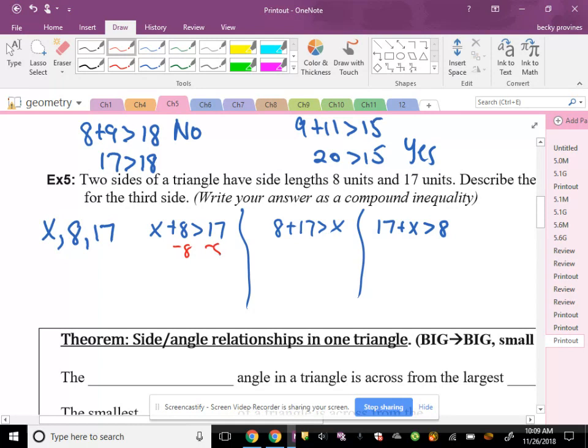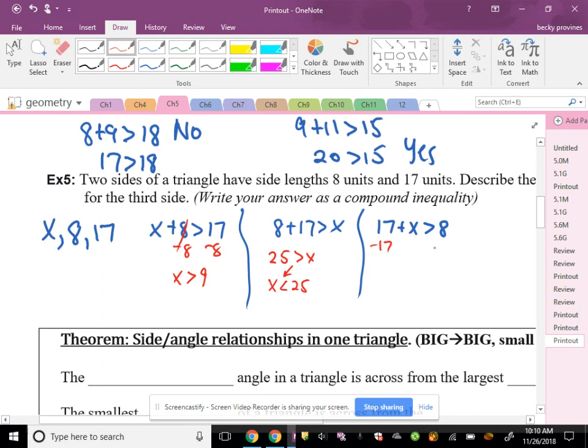If I subtract 8, x has to be greater than 9. And if I add these two together, 8 and 17, sorry, 25. So really, if I flip that around, x has to be less than 25. And I can flip this around. Notice the sign just flipped. Both times the little alligator mouth is open toward the 25.